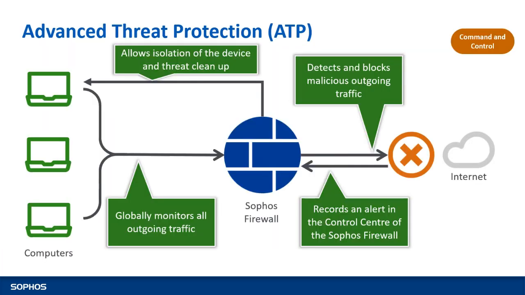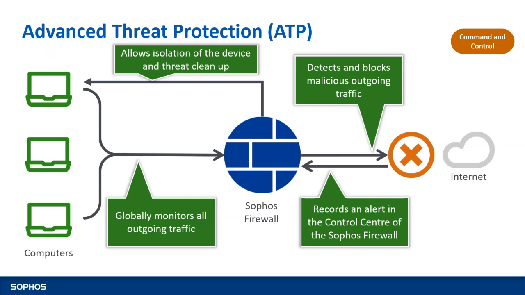Advanced Threat Protection monitors the global outbound traffic and blocks outbound network traffic that attempts to reach malicious servers. This prevents remote access Trojans from reporting to the malicious servers. If ATP, or Advanced Threat Protection, detects a threat, an alert will be logged and the number of detections will be displayed in the control center.